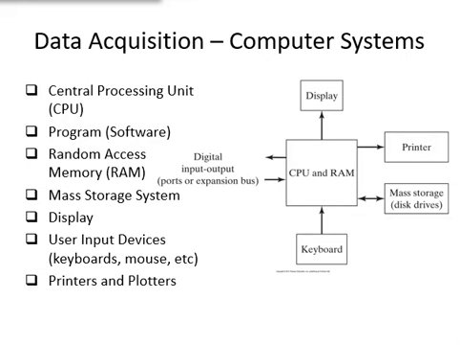Although some computers used in data acquisition are highly specialized, for example, the engine control computer in an automobile, the computers normally use a quite standard design and have the following components: Central Processing Unit, CPU, program, software, Random Access Memory, RAM, mass storage system, display, user input devices such as keyboards and mouse, printers, and plotters.